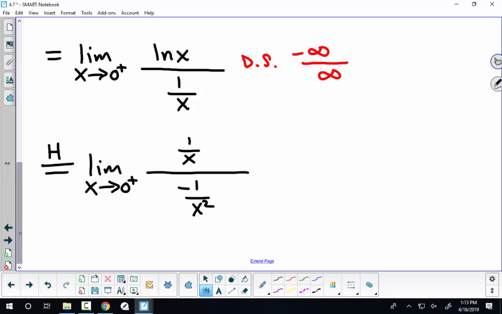What do we do next after we apply L'Hopital's rule? Yeah, you have to simplify that. So L'Hopital's rule, simplify, then reevaluate. That's always the process when you apply L'Hopital's rule. So we're simplifying algebraically, and that gives us the limit as x approaches 0 from the right, which simplifies to just negative x. So the limit there is 0.